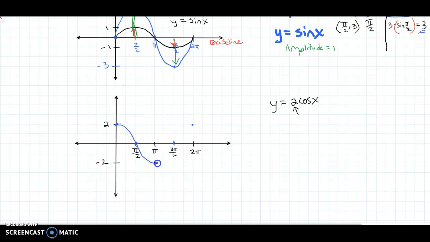I don't need to create any tables. I just need to remember how cosine looks through those 5 points, and this is one cycle of cosine. This graph has amplitude of 2, and I'm done with that.